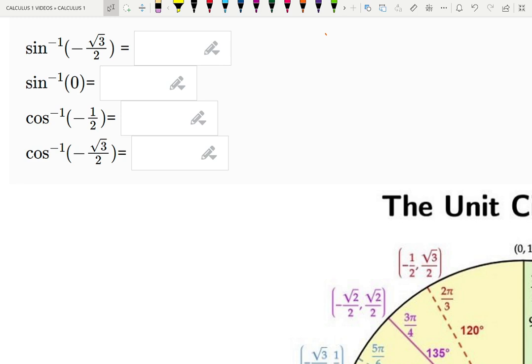Let's practice finding inverse trigonometric functions at specific values. What is arcsine, or sine to the minus 1, of negative square root of 3 over 2? If you don't really understand how to start, maybe look at it this way.